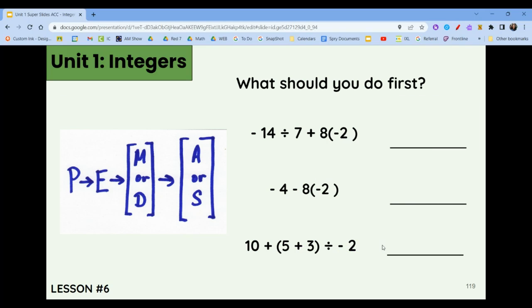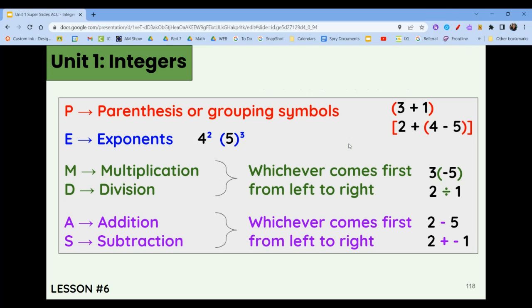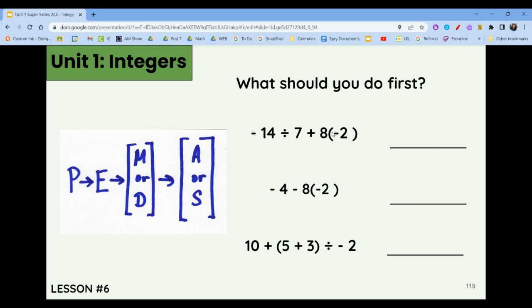All right. So in this slide, it just says, what should you do first? It doesn't say what's the answer. It just says, what should you do first? So I have negative 14 divided by 7 plus 8 times negative 2. Now, this is not what they mean when they say parentheses. When they say parentheses, they mean things that are grouped together inside of parentheses. And here, there's nothing grouped inside of the parentheses besides the singular negative 2. So I'm not doing parentheses first.